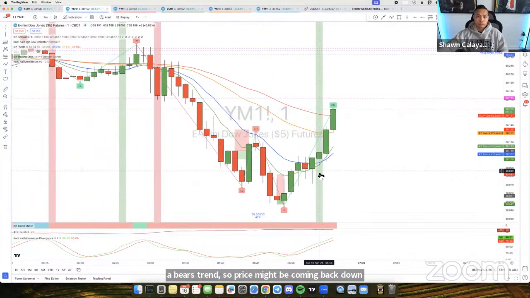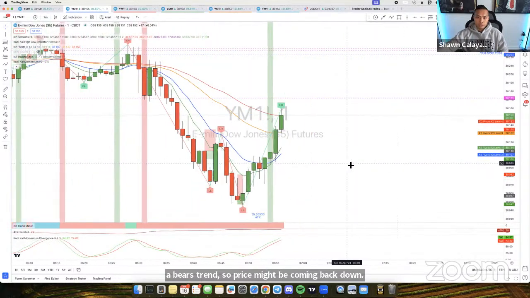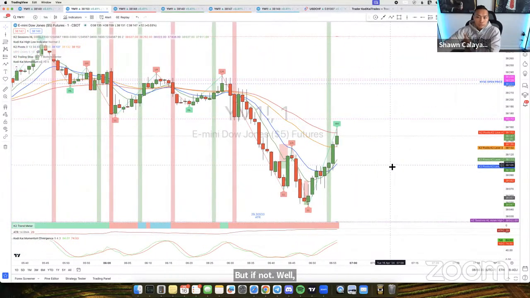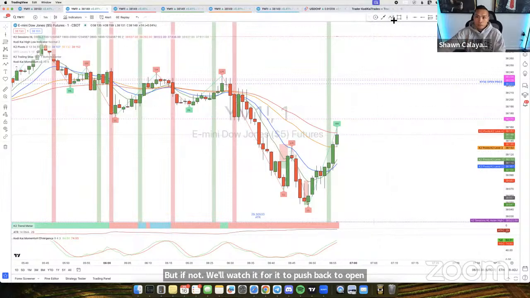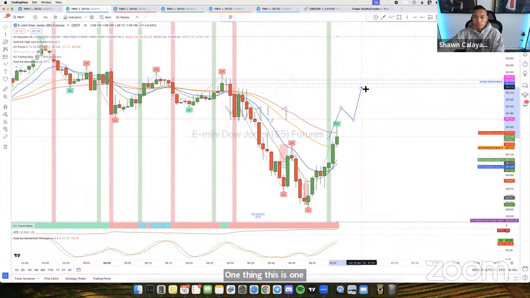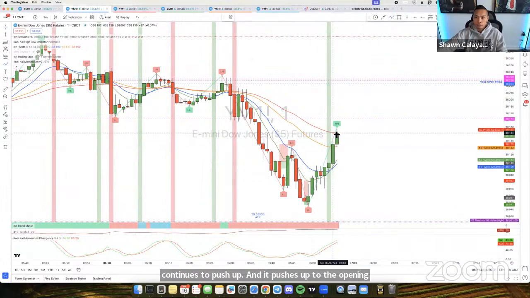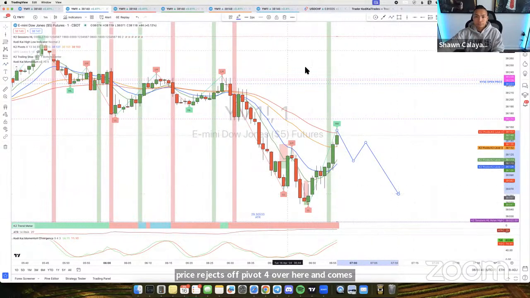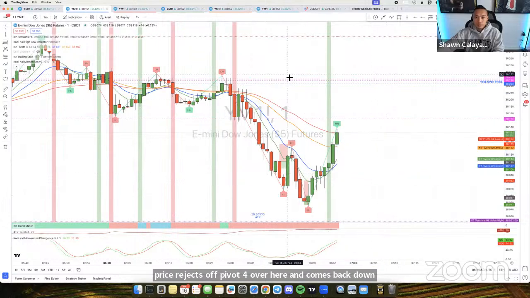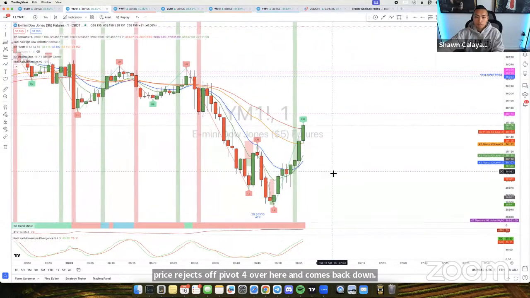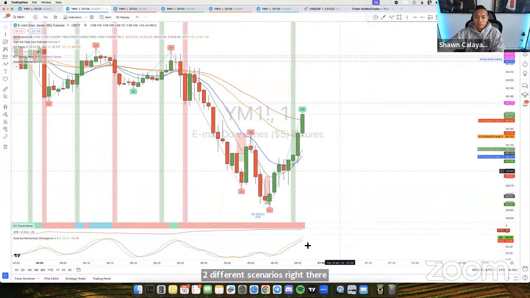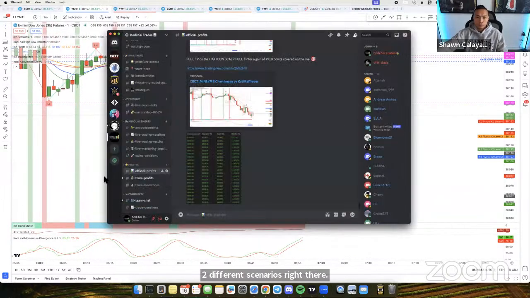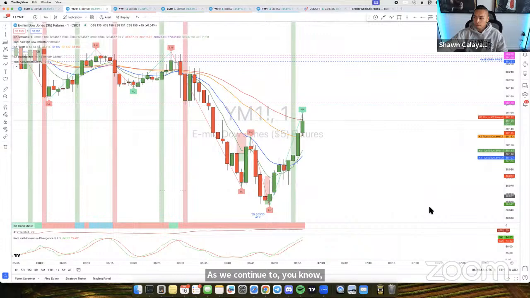But if not, we'll watch it for it to push back to open. So there's two different target price points here. One scenario is price continues to push up and it pushes up to the opening price. That's scenario number one. Scenario number two is price rejects off pivot 4 over here and comes back down. Two different scenarios right there, as we continue to follow along with this.